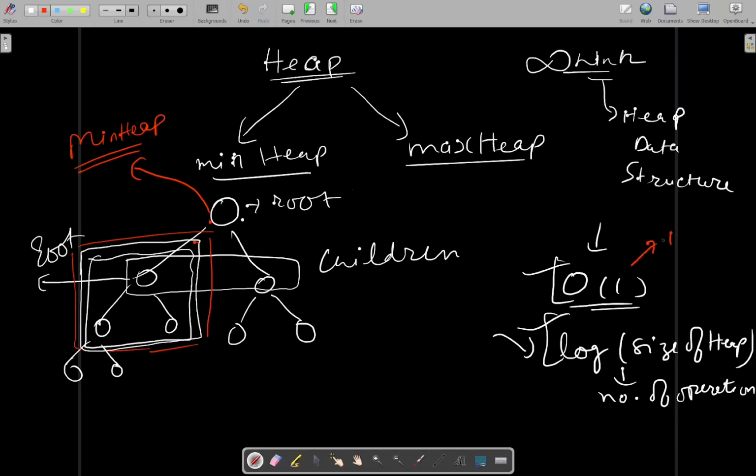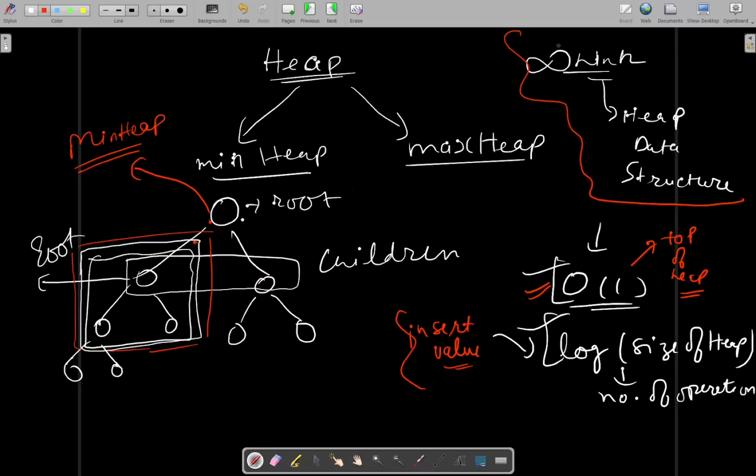To get the top of the heap, the root of the heap, one operation is required, so the time complexity will be O(1). The operation to insert a value, in both min heap and max heap, in total will require log of size of heap number of operations. And those of you who are new to the heap data structure, I will be providing a link for an article describing the heap data structure.